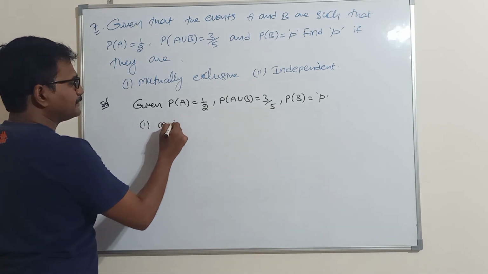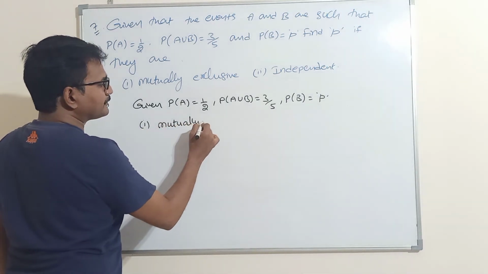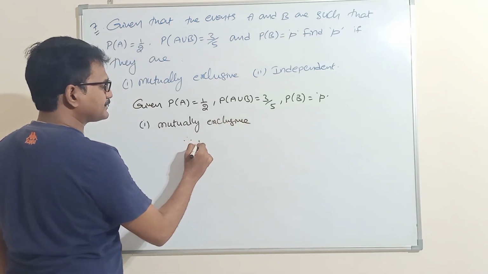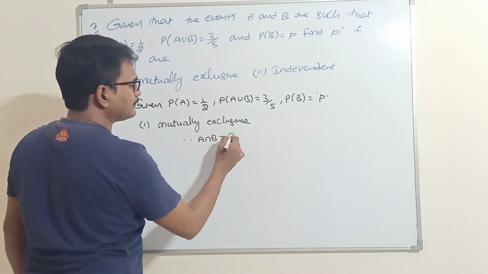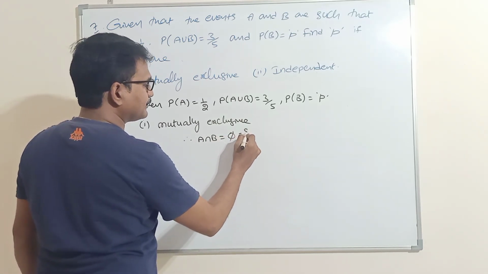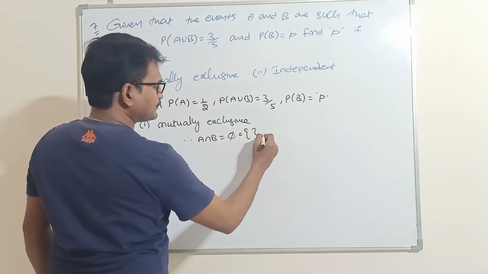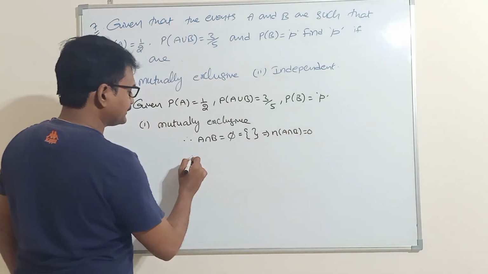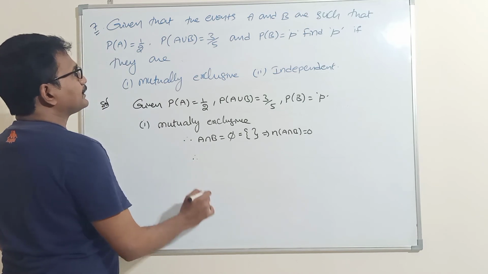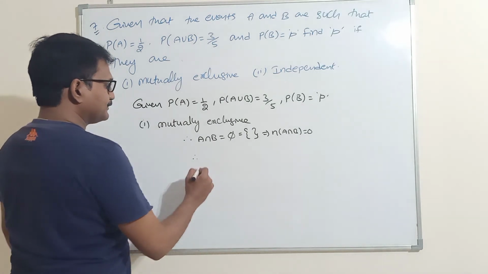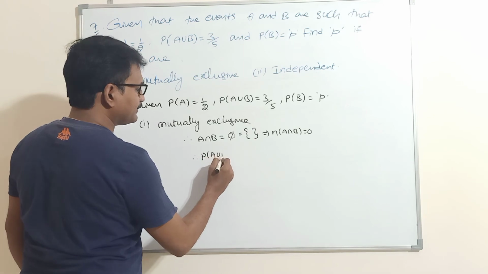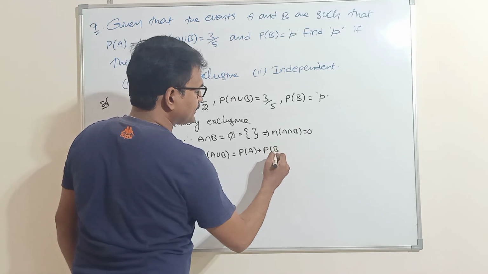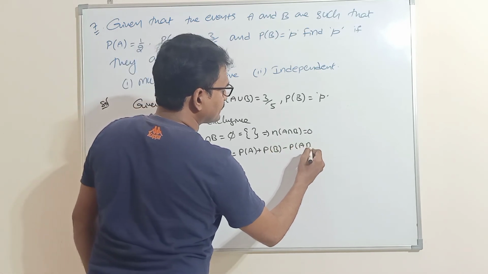First question is mutually exclusive. If A and B are mutually exclusive events, then A intersection B is equal to the null set. Null set means the number of elements in A intersection B is 0. Therefore, first, what do we need to find? P of B value. What is the formula for P of A union B value? P of A plus P of B minus P of A intersection B.